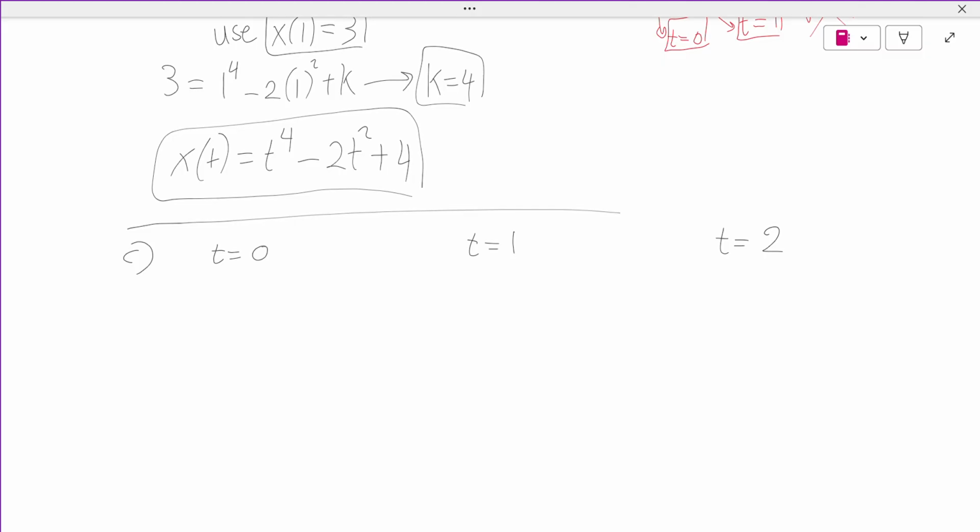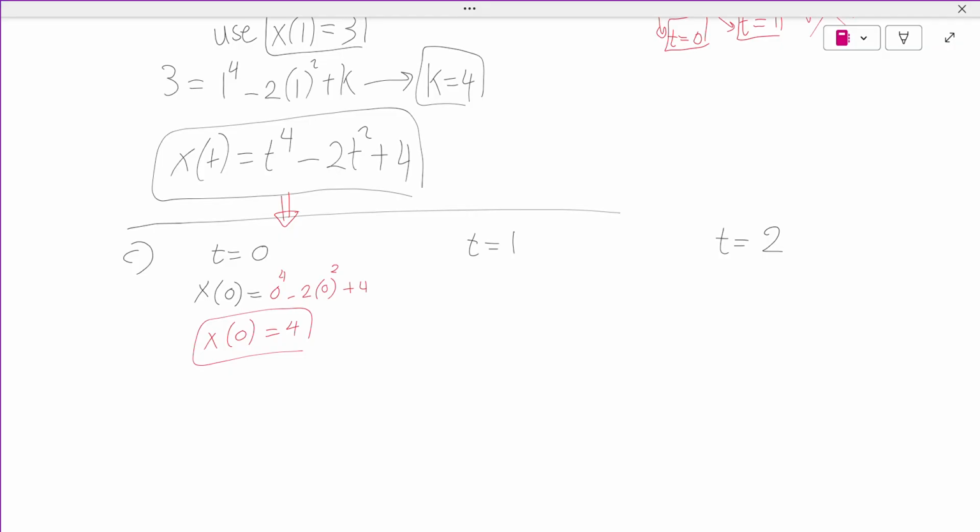And we are interested in the total distance from 0 to 2. So we have to find the positions. I'm referring to this x of t. If you plug in 0 here, you get 0 to the power of 4 minus 2 times 0 to the power of 2 plus 4. So x of 0 is equal to what? It's equal to 4. Now this is where the particle started moving. It was at x equals 4.